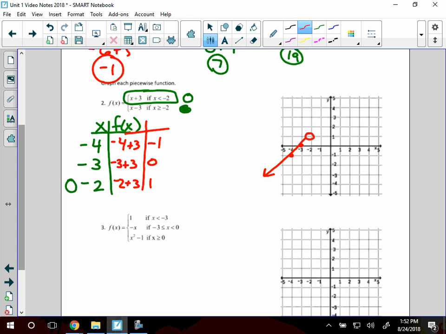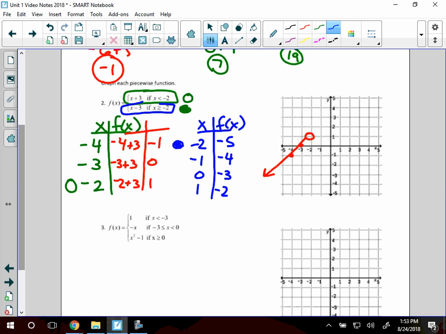So that piece will keep on going to the left because that's where all the x values less than negative 2 are. So now I'm going to do the same thing for the second piece. I'm going to make a table. So now I want x values greater than or equal to negative 2. So I'll do negative 2, negative 1, 0, and 1. And again, I'm going to have a closed-in circle at negative 2 because of the or equal to part. So if I substitute in negative 2 into this function, I'll get negative 5, and then negative 4, and then negative 3, and then negative 2.